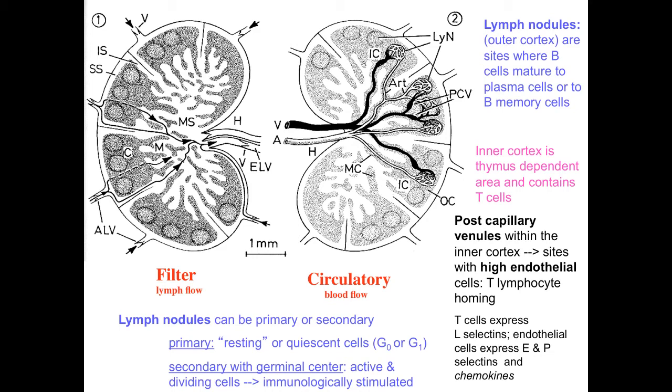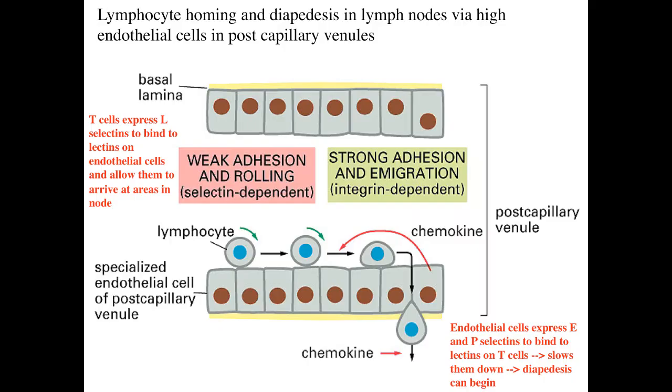It turns out that the T cells express L-selectins, whereas the endothelial cells express E and P selectins and various chemokines, and these selectins and chemokines play a critical role in allowing the T cells to actually home in to these areas in the lymph node.